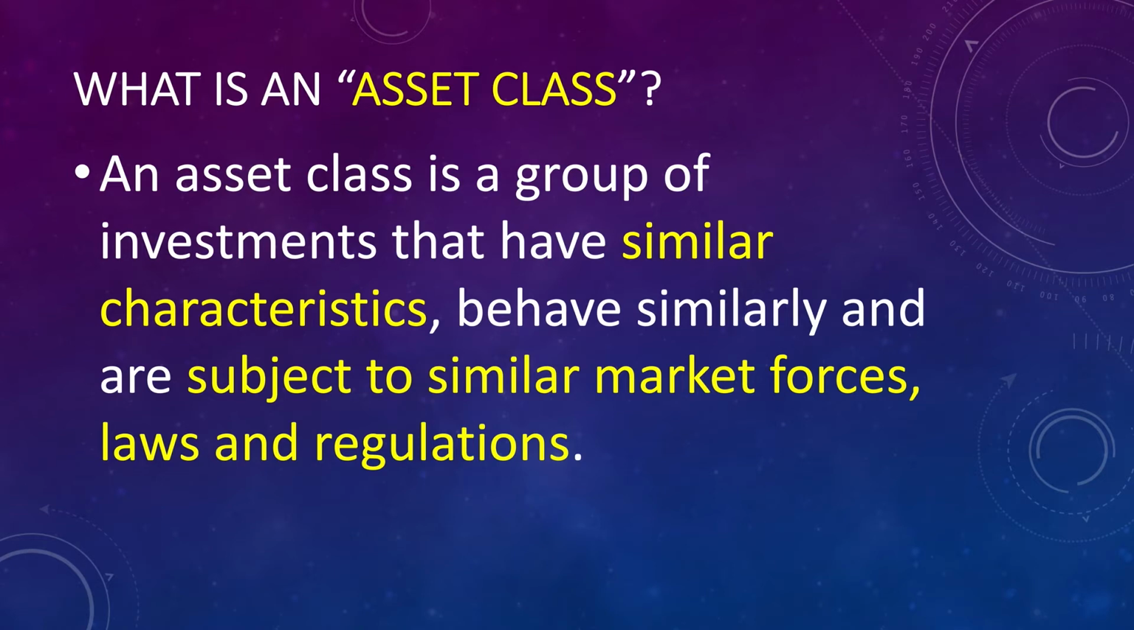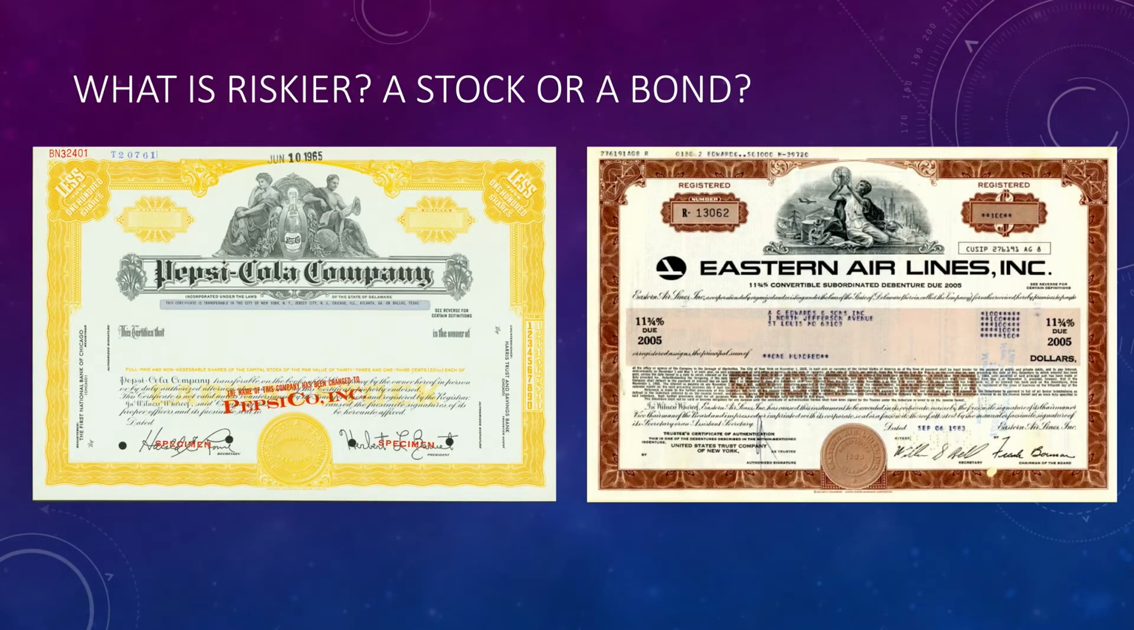So, what's riskier, a stock or a bond? Well, if either of these companies file bankruptcy, and by the way, Eastern Airlines did file bankruptcy a long time ago, used to be the largest airline in the U.S.